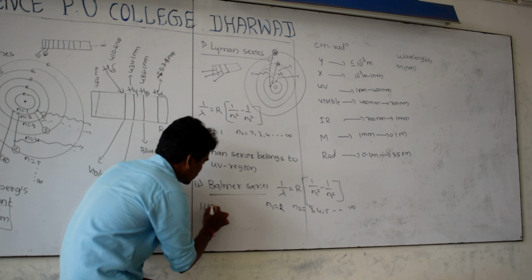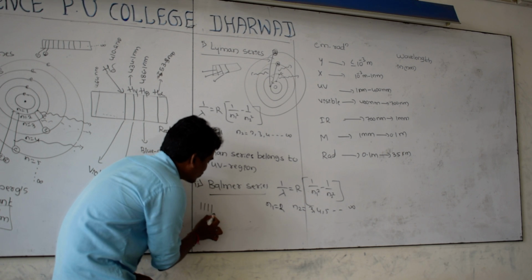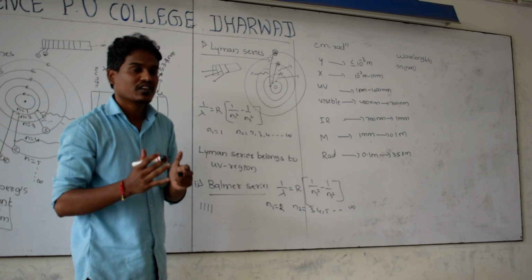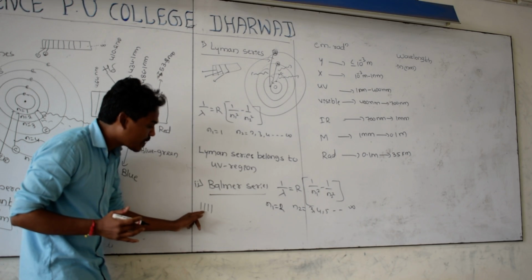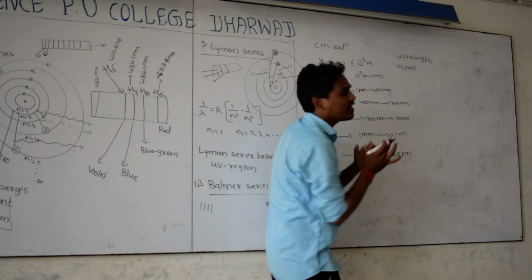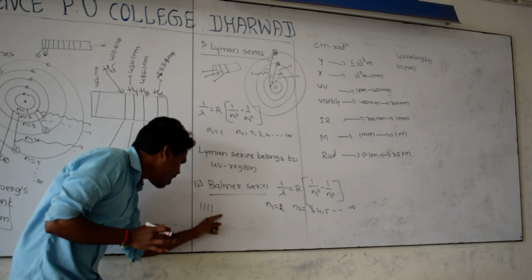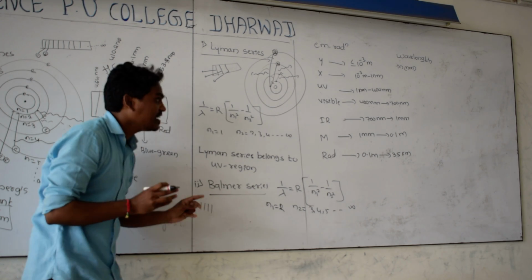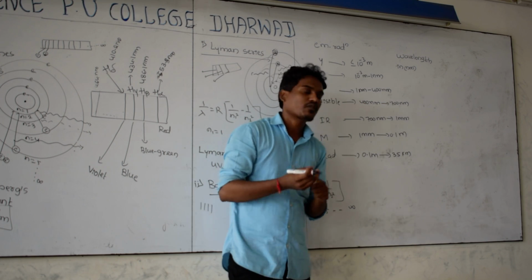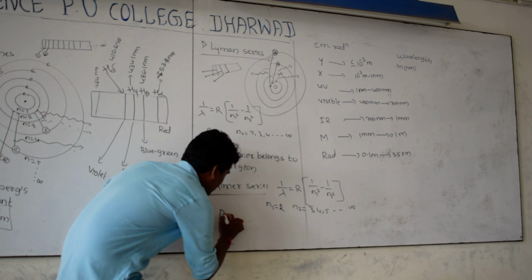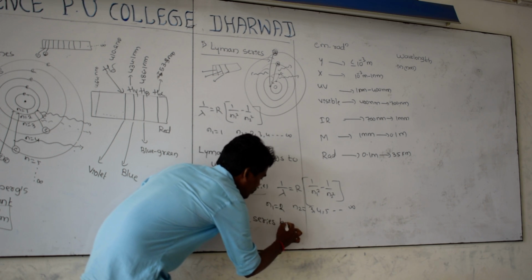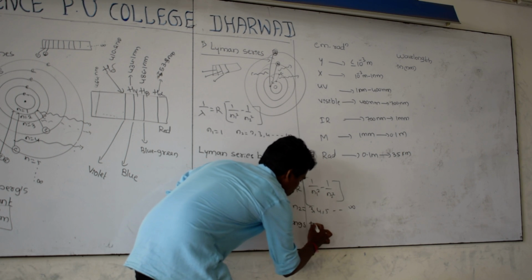Spectral lines like this, and he calculated the wavelength of all the radiations. The answer lies between 400 nanometer to 700 nanometer. The value of all the spectral lines belongs in between these two values only. Then what is the conclusion here? The Balmer series belongs to which region? It belongs to the visible region.